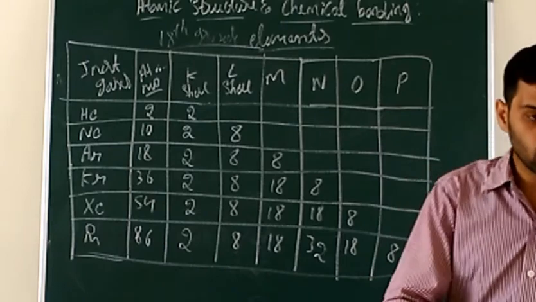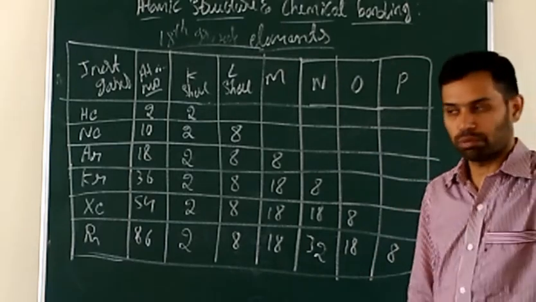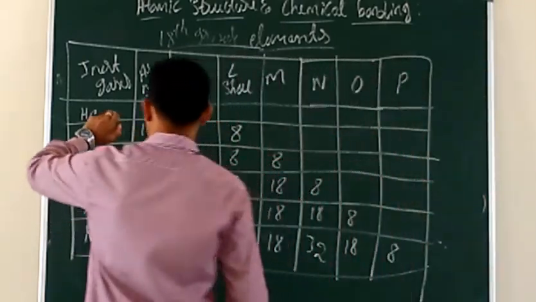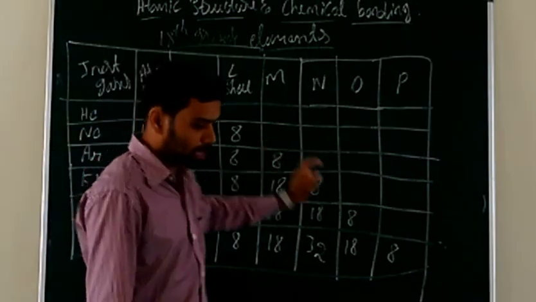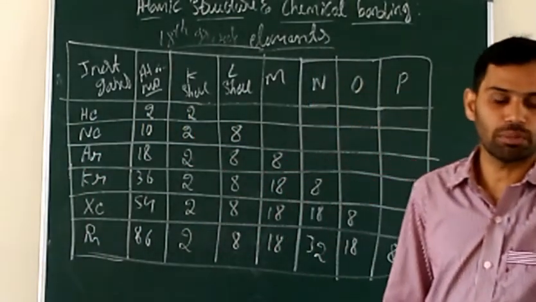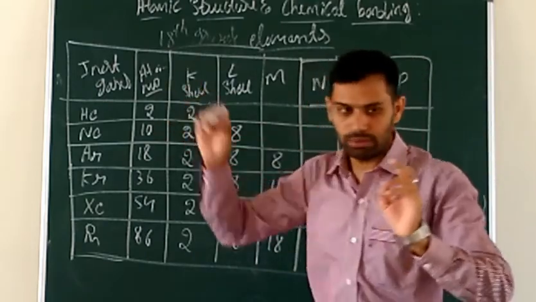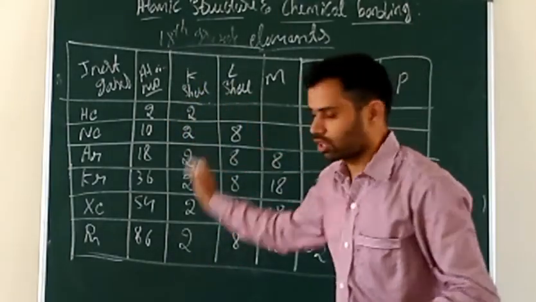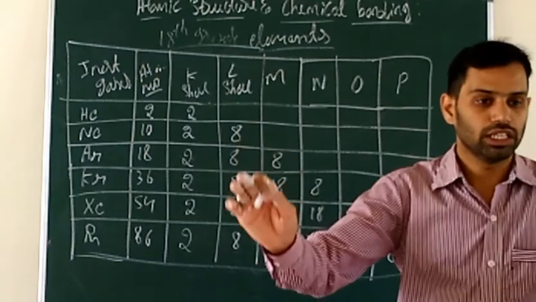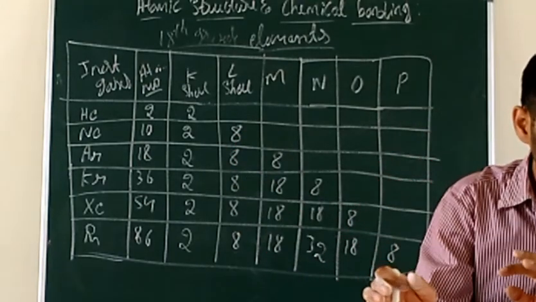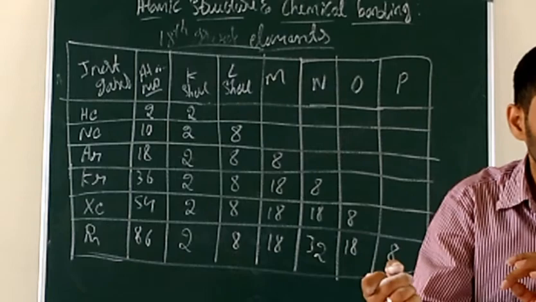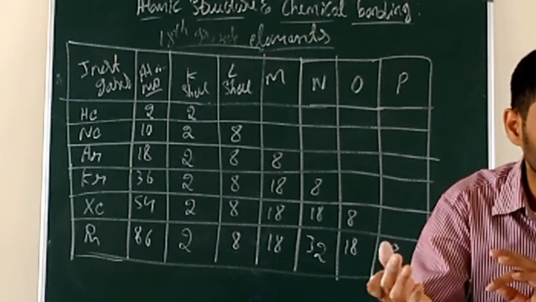Duplet rule. The only element that follows the duplet rule is helium. Duplet means in its outermost shell 2 electrons will be present. So helium, its atomic number is 2 only, so it has 2 electrons. It is completely filled. Even though it does not have 8 electrons, it has attained the duplet rule, with 2 electrons in the outermost shell.